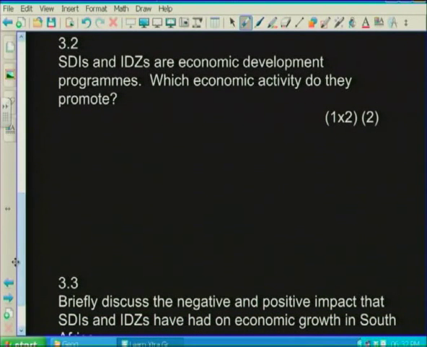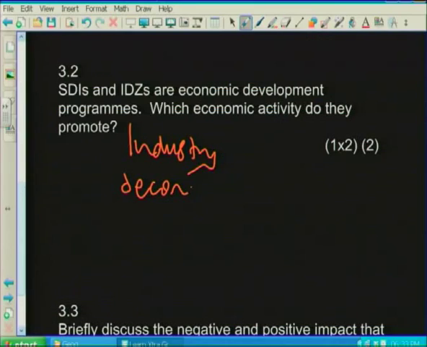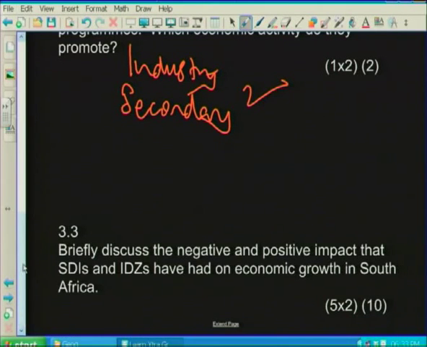Spatial development initiatives and IDZs, or remember IDZ stands for Industrial Development Zone, are economic development programs. So it's a statement. Which economic activity do they promote? For 2 marks. Okay, remember we're talking about industry or the secondary activity of the economy. So you can talk about secondary economic activities like industries or factories, etc., and you'll get 2 marks over there. Briefly discuss the negative and positive impact that SDIs and IDZs have had on economic growth in South Africa.